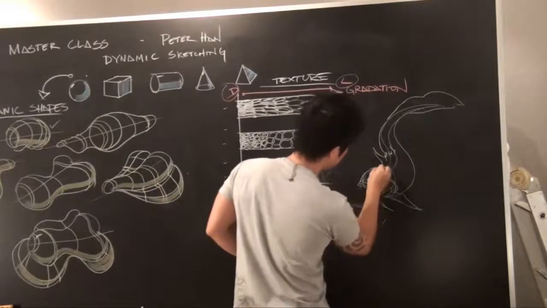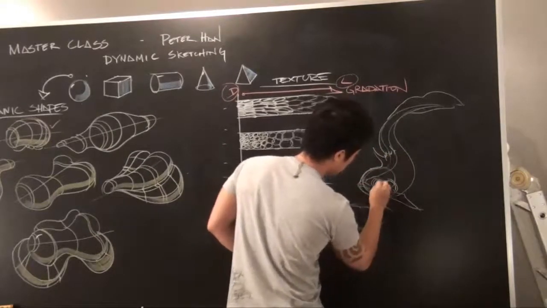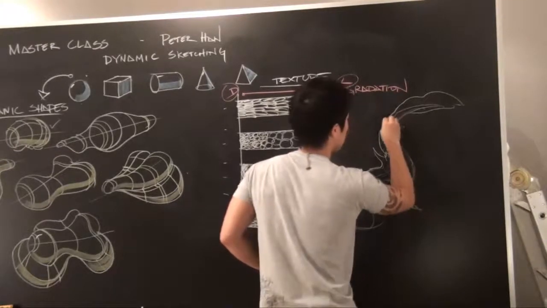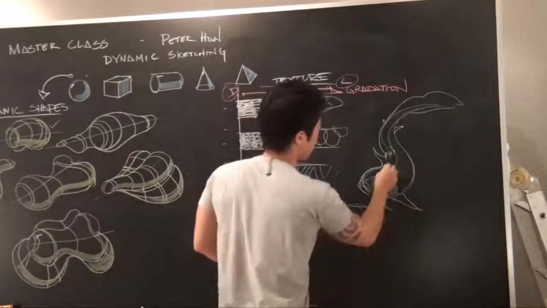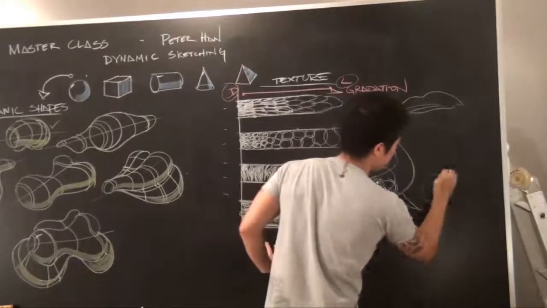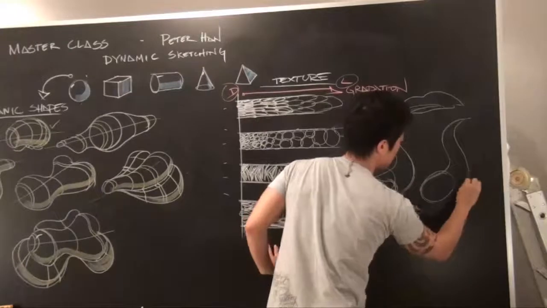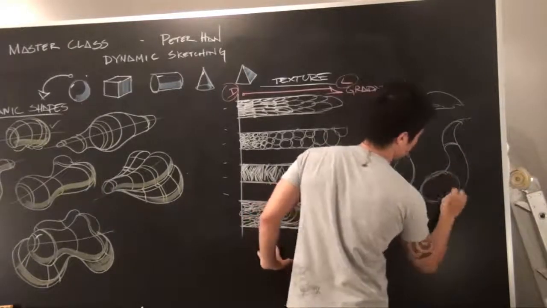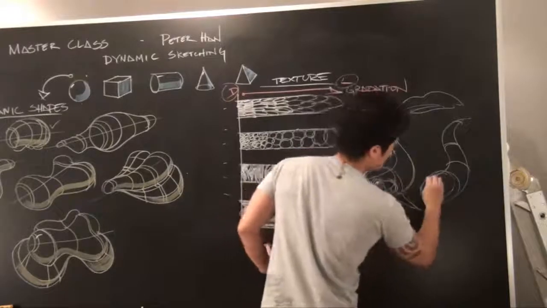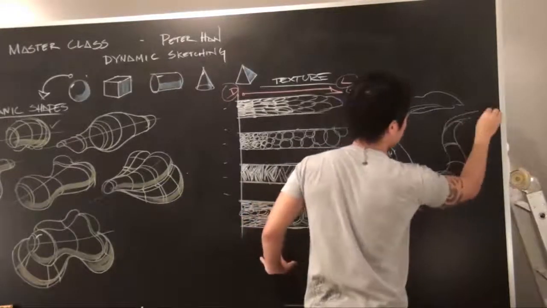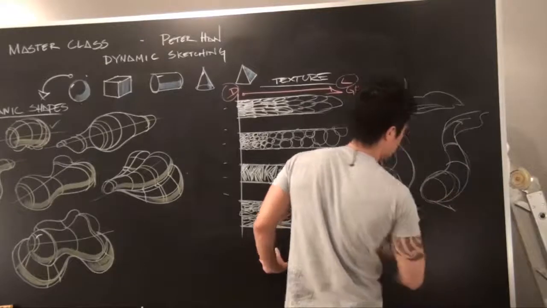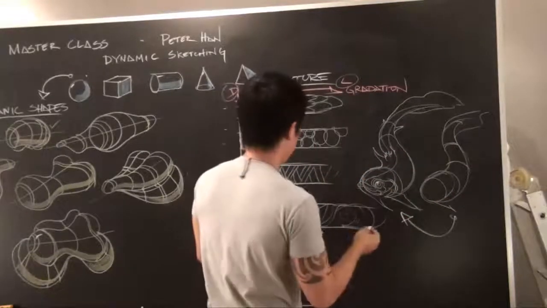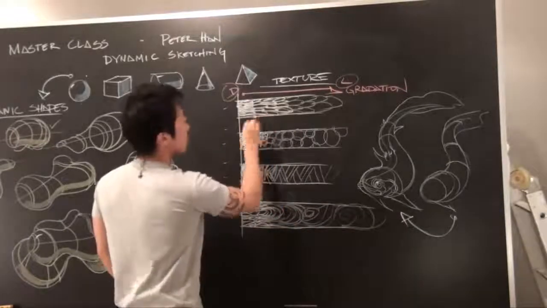Here's just a simple fish I just drew. The shape I started out with in organic form. Texture. Let's take this one right here.